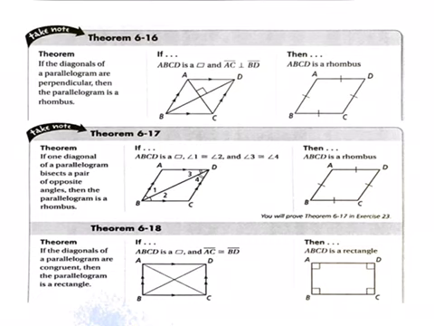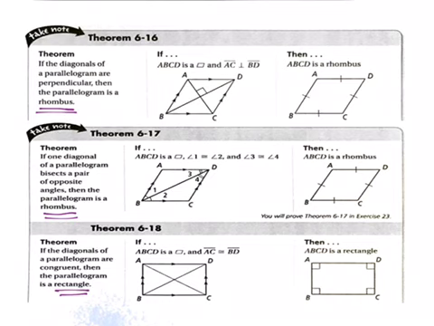The first one says that if the diagonals of a parallelogram are perpendicular, then you have a rhombus. The second one says that if a diagonal of a parallelogram bisects opposite angles, then you have a rhombus. And the last one is that if the diagonals are equal in a parallelogram, then you have a rectangle. So you can use these three properties to help prove the different shapes.